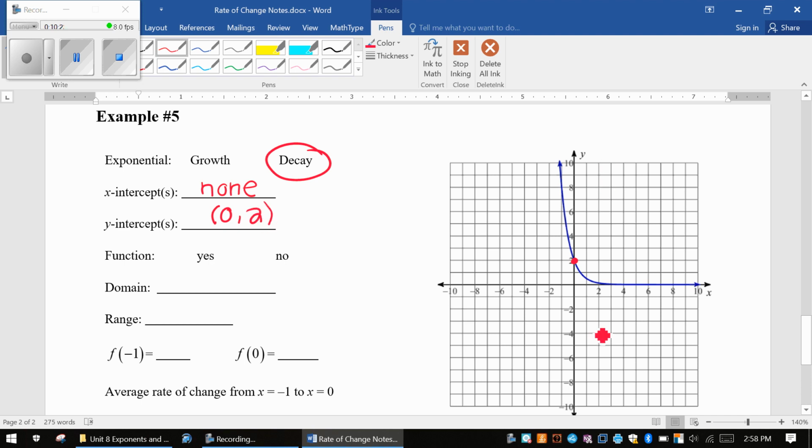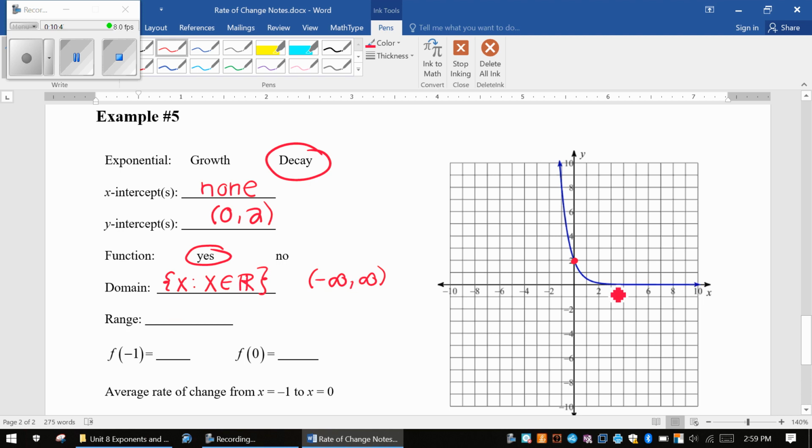Is this a function? It passes a vertical line test anywhere that I check. So yes. Our domain, similar to example 4, is going to be all real numbers in set notation. And in interval notation, that's negative infinity to infinity. You do not need to give me both of these answers. Whichever notation you like better, you can go ahead and use that.